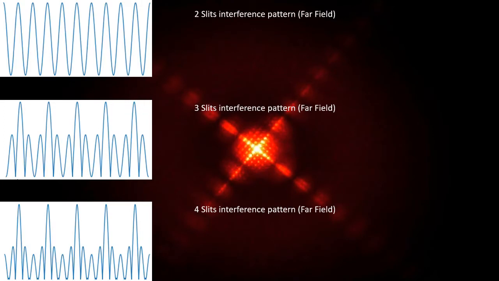The interference pattern of the double slit experiment is simply a sinusoid with a wavelength depending on the slit distance. The interference pattern of the triple slit experiment is the addition of two sinusoids with wavelengths delta y and delta y by 2. The interference pattern of 4 slits is the addition of 3 sinusoids with wavelengths delta y, delta y by 2, and delta y by 3.